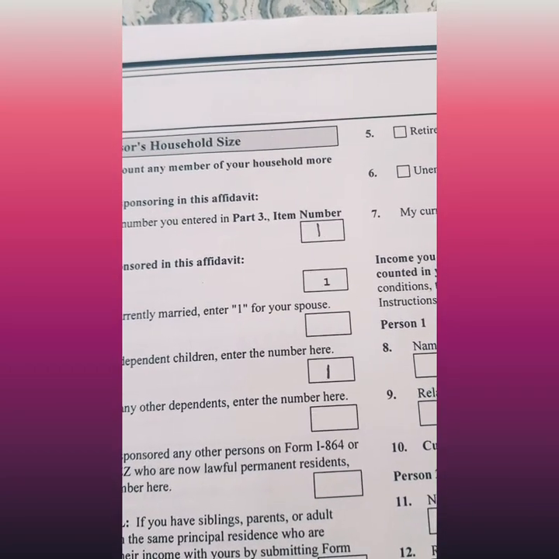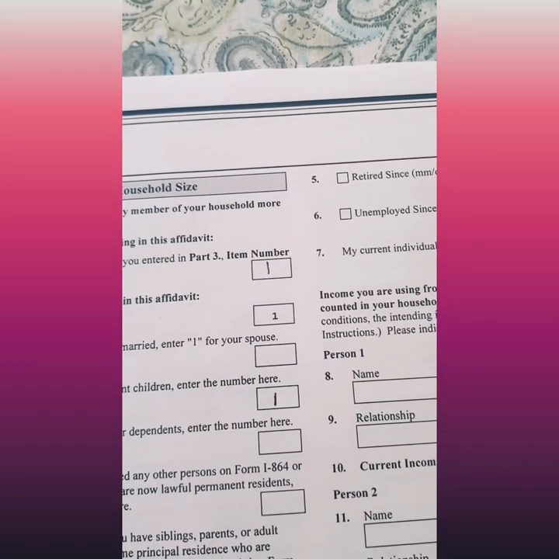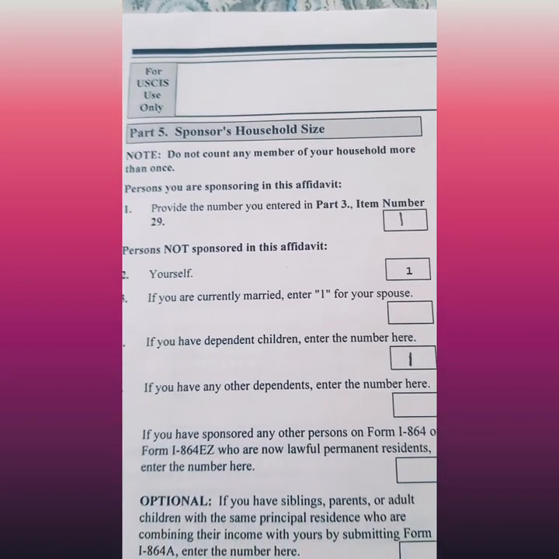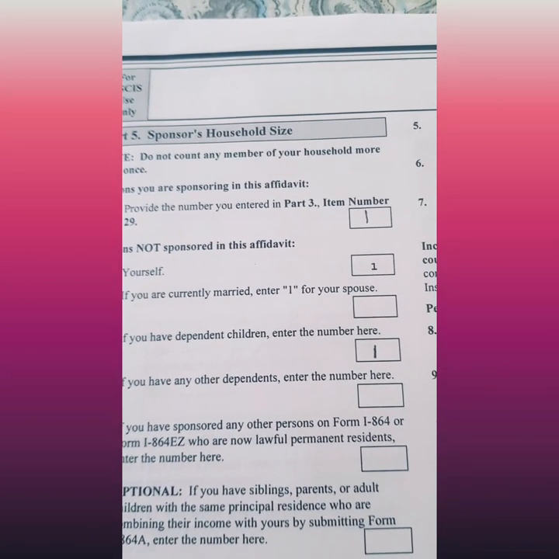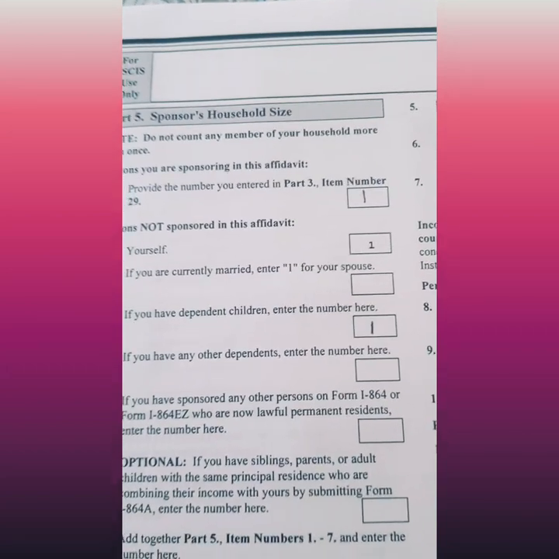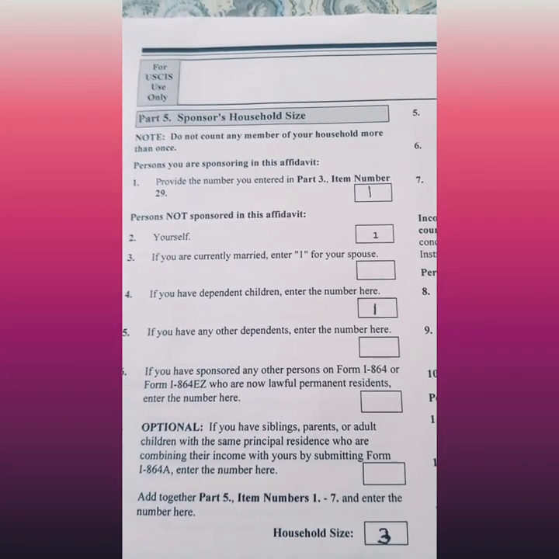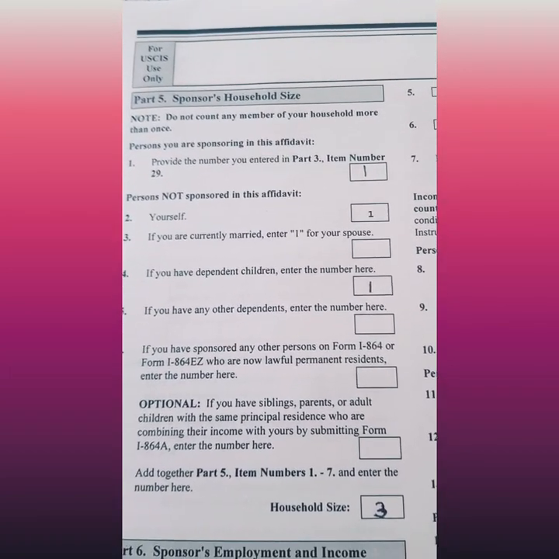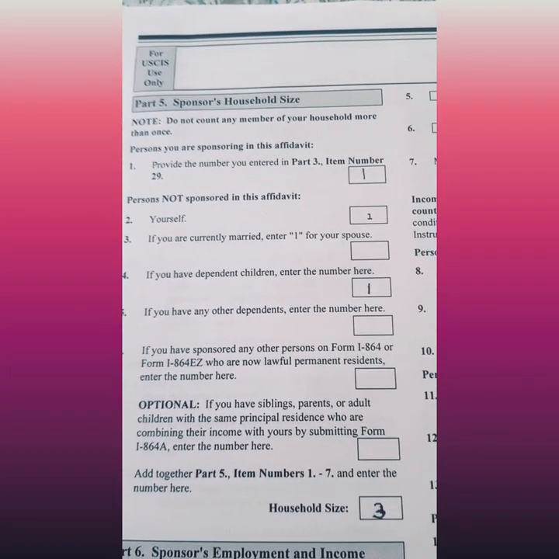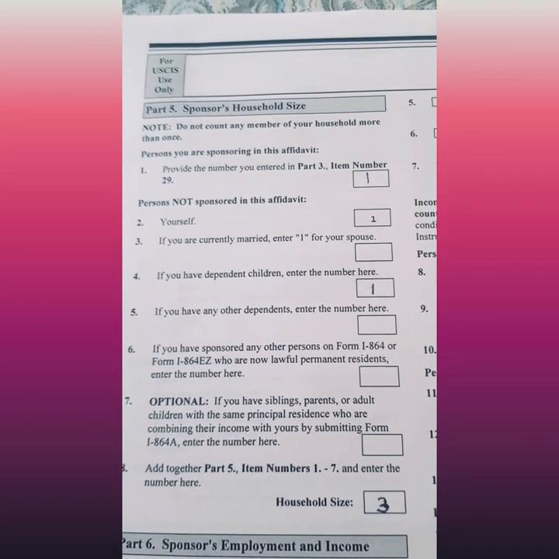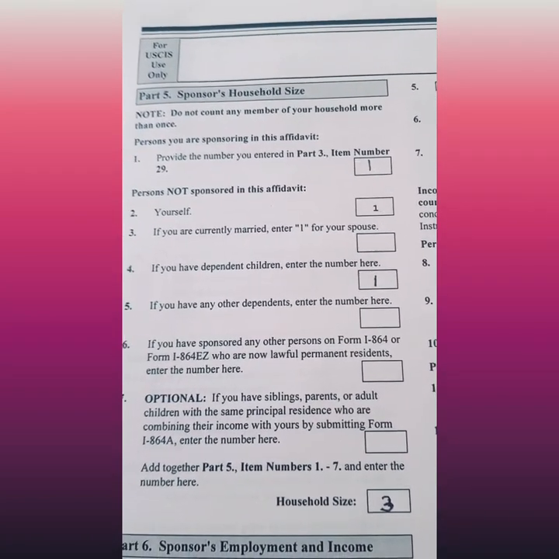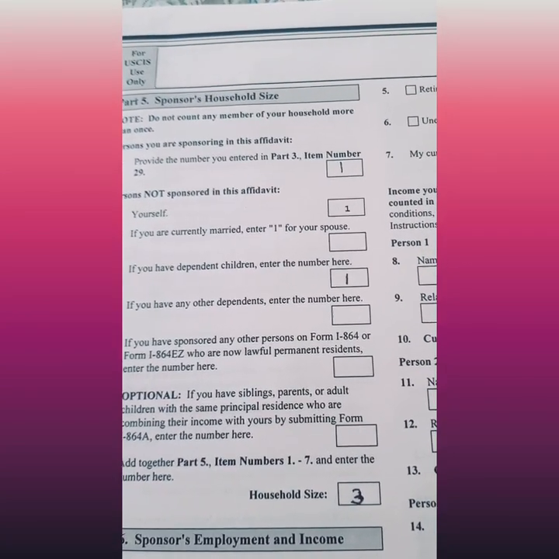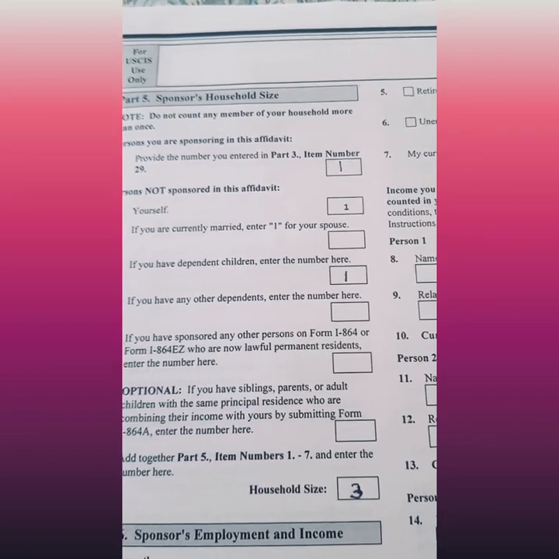Part 5 is the next one. So he's talking about sponsor's household size. It says, note, do not count any member of your household more than once. Person you are sponsoring in this affidavit. Number 1, provide the number you entered in part 3. So part 3 is just one person we provided. We put 1.